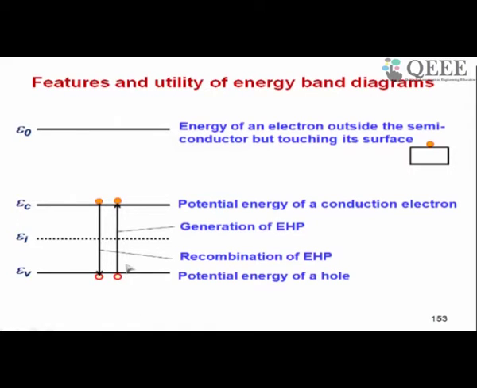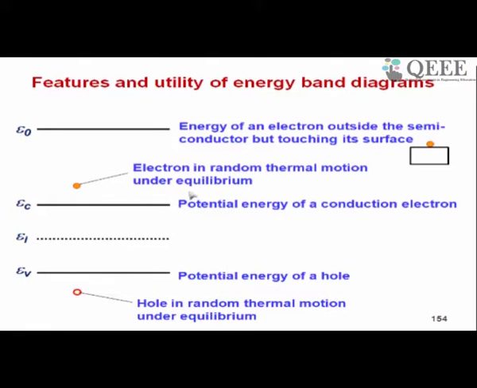What is the energy difference in generation and recombination? So generation, an electron jumps from valence to conduction band. Energy is EC minus EV. Even in the recombination, energy is EC minus EV, except that the electron jumps from conduction to valence band. How do you represent an electron in random thermal motion under equilibrium?